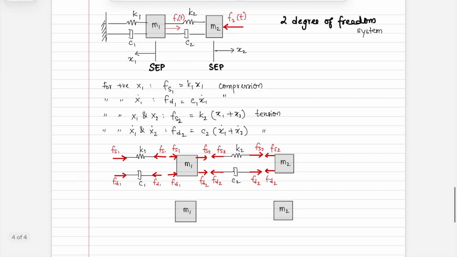Actually, we did forget something. We forgot to draw the external forces. So there was this here and this here. And now we can draw the kinetic diagram. So we have m1 x1 double dot in this way, and m2 x2 double dot in this way.